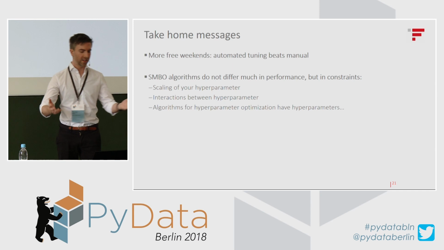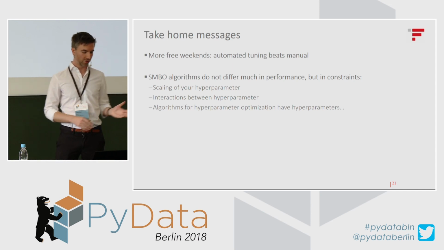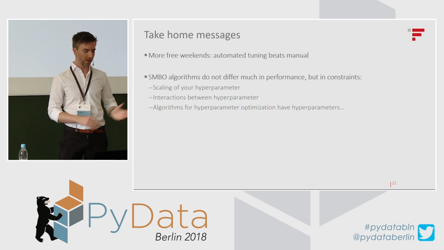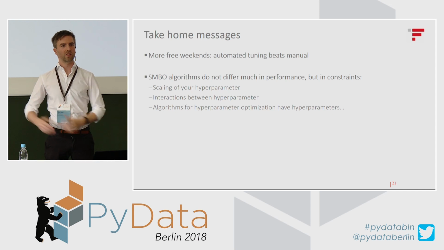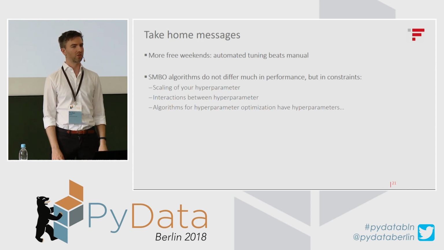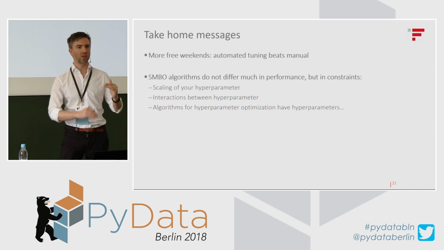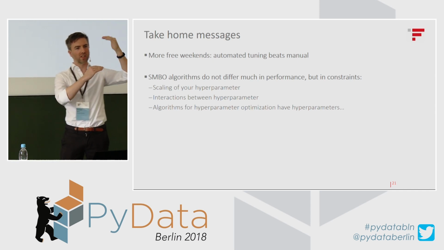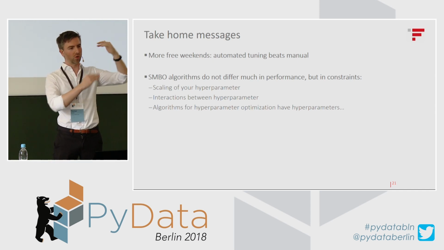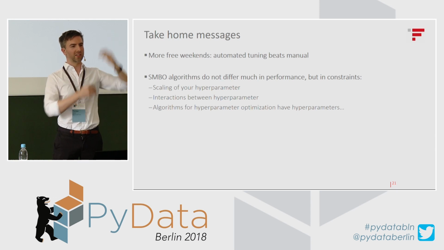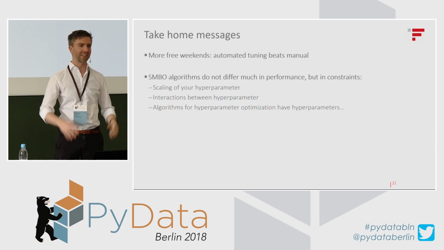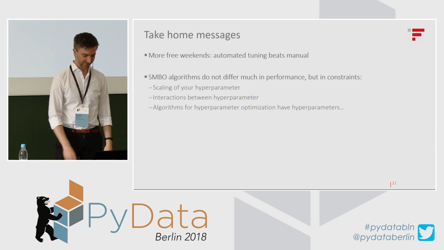And finally, as said, some of these algorithms come with a large number of hyperparameters, and these might have to be optimized again at some point. So it's a bit ironic. You have this machine learning model on top with hyperparameters, uses the hyperparameter optimization on top with more hyperparameters. So what to do next? It's a philosophical question I have to leave open for you.